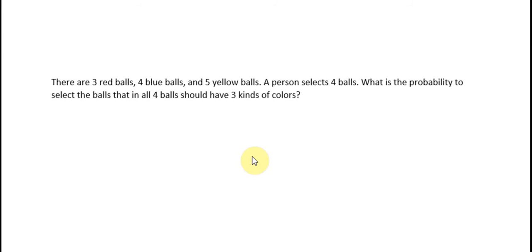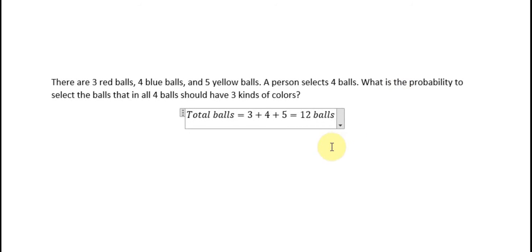The topic today is about how to find probability in selecting the bonds. Here is the question. There are 3 red bonds, 4 blue bonds and 5 yellow bonds. A person selects 4 bonds. What is the probability to select the bonds so that all 4 bonds have 3 kinds of color? It means that we need to have red, blue and yellow in the 4 bonds.